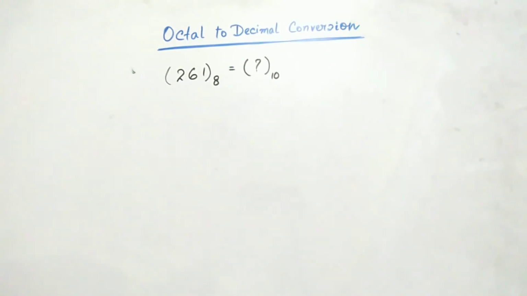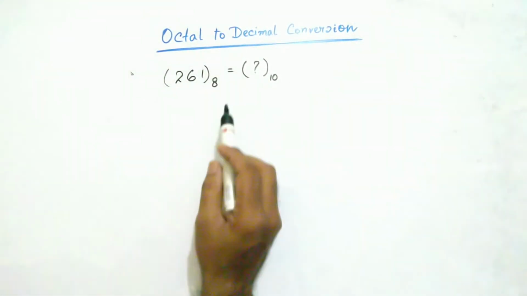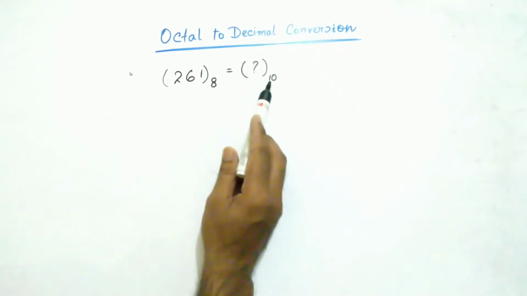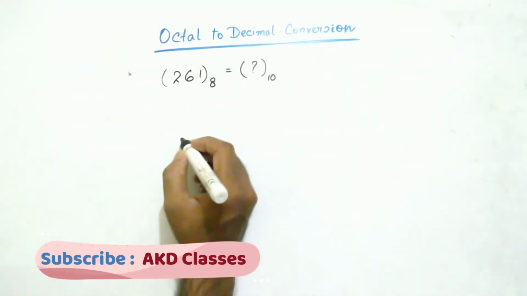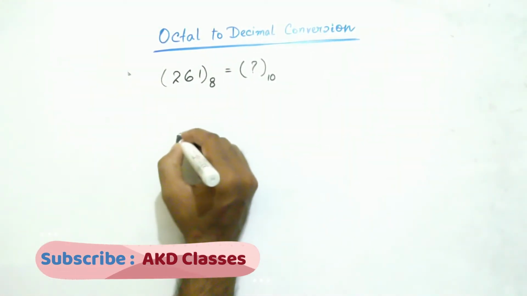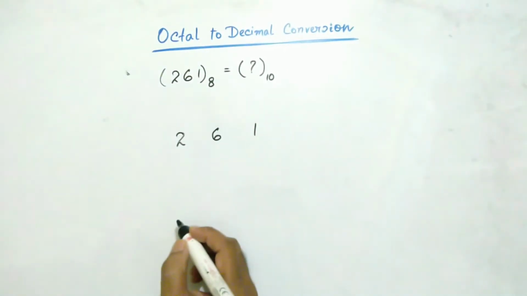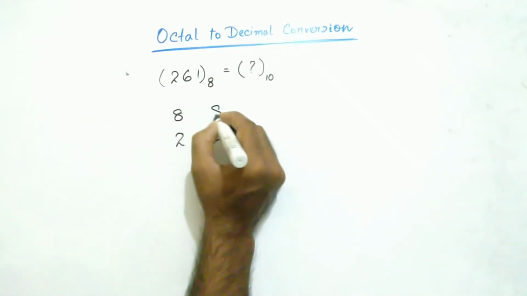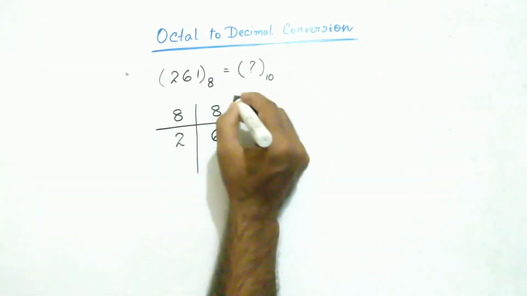So, for example, we have an octal number 261. Here the base is equal to 8, that's why it's an octal number, and we need to convert this octal number into an equivalent decimal number. Since we have the digits 2, 6, 1, we are going to write down the digits 2, 6 and 1, and just above this we are going to write down the base of octal, which is equivalent to 8.